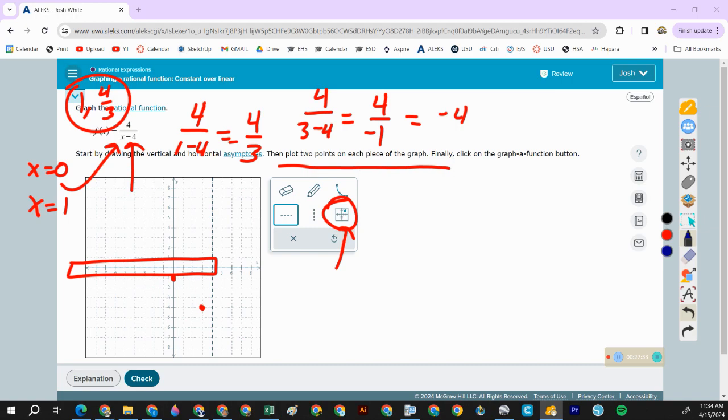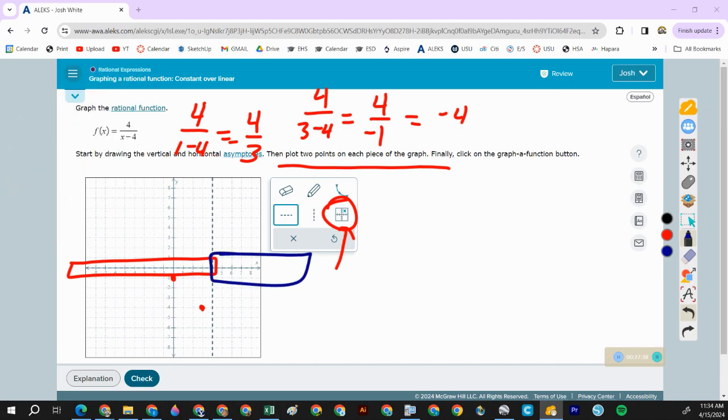Okay? What about this side? Are there any numbers you could plug in that would make for easy answers? Seven is a bad idea. 4 divided by 7 minus 4 would be 4 over 3. 8 would work. So 4 over 8 minus 4 is just 4 over 4, which is 1. So 8 comma 1. There it is.